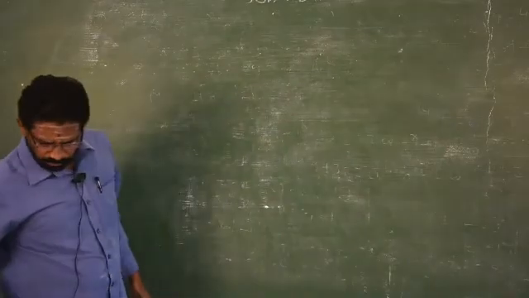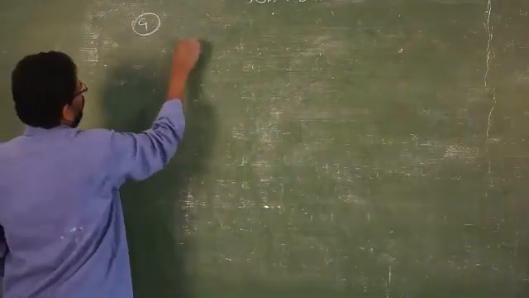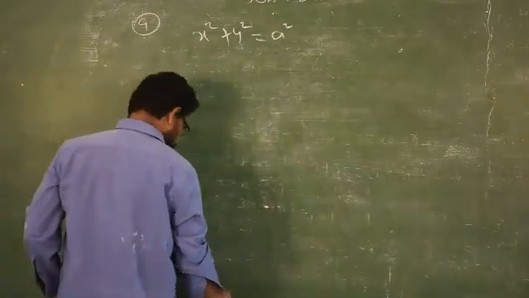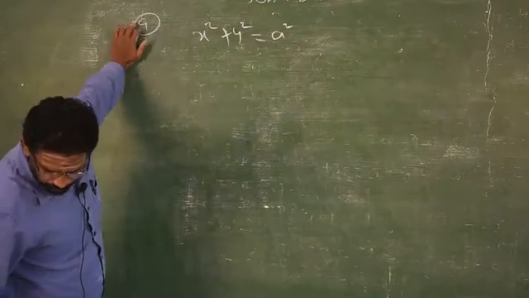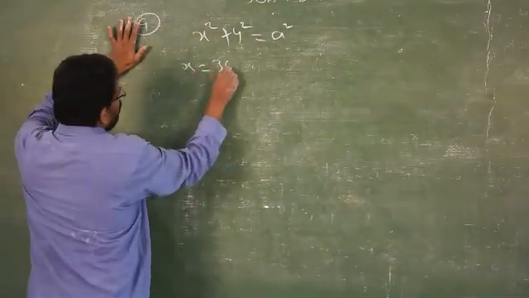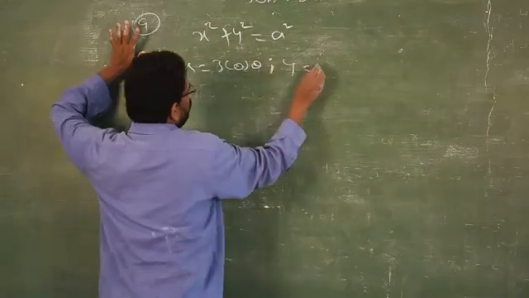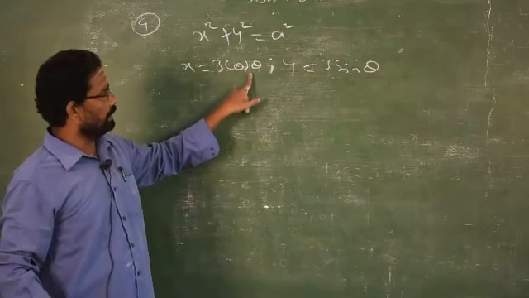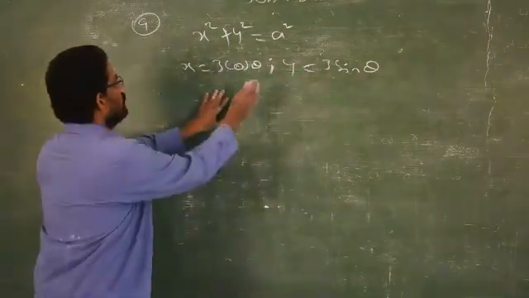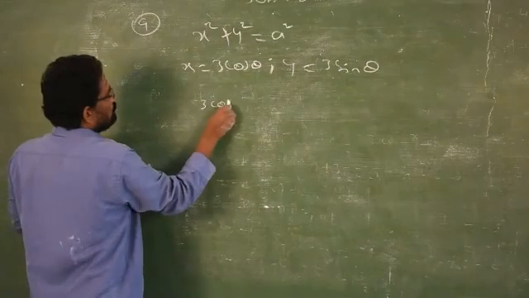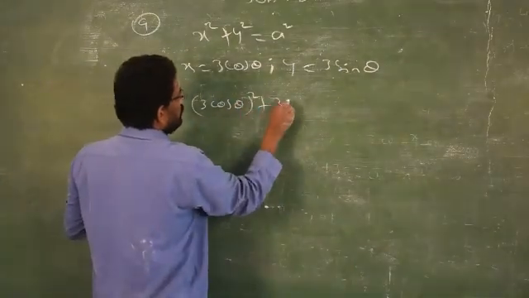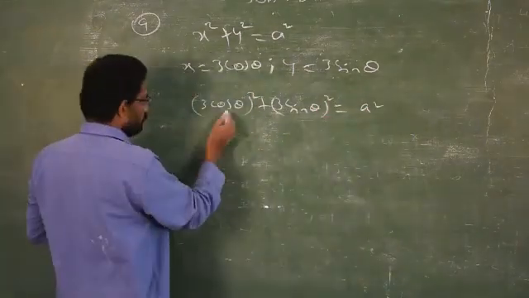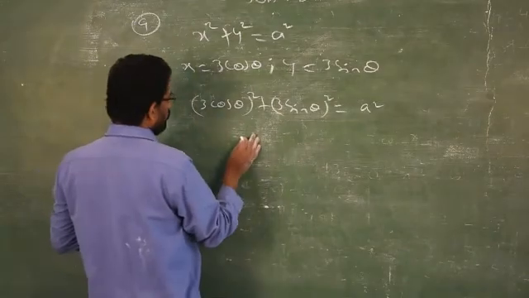Clear? Now sum number 9, Cartesian form. It is given x square plus y square is equal to a square. So this is the general equation. Here it is given parametric equations, x is equal to 3 cos theta and y is equal to 3 sin theta. Boys, remember x always refers to cos theta, y always refers to sin theta. Just substitute in this formula. 3 cos theta the whole square plus 3 sin theta the whole square is equal to a square.